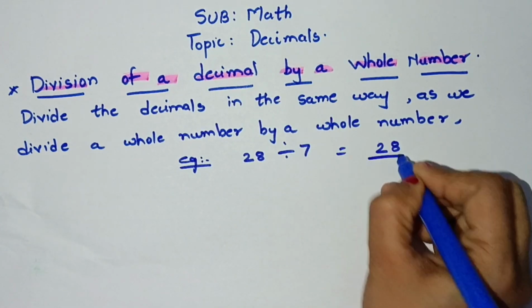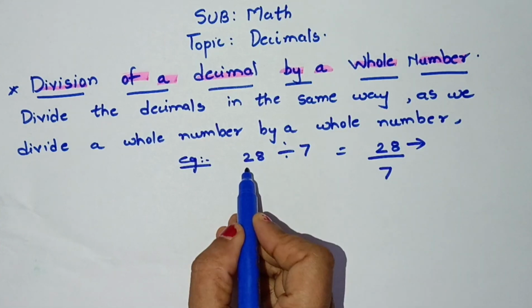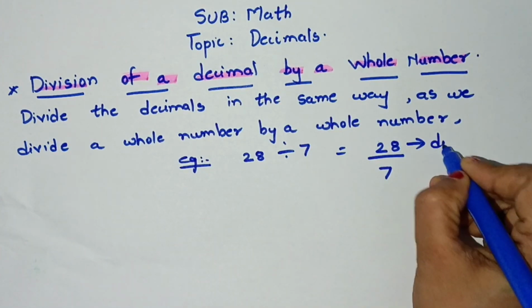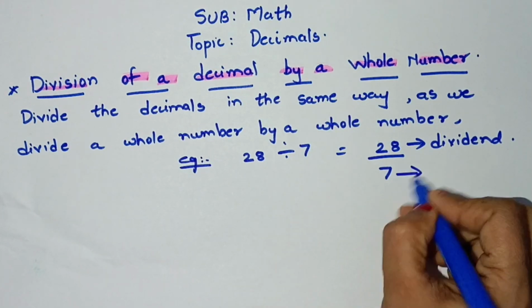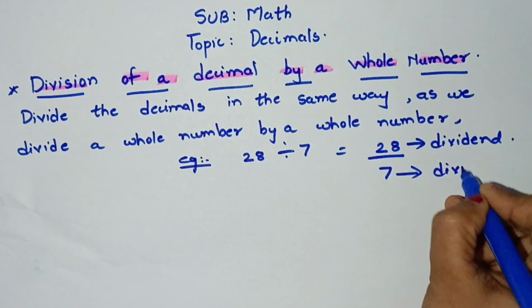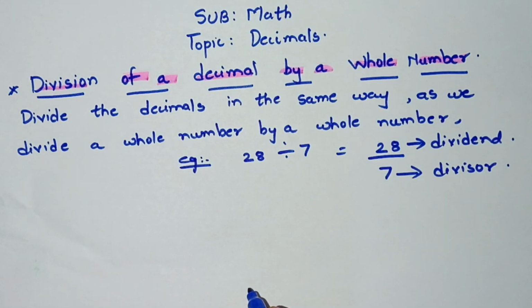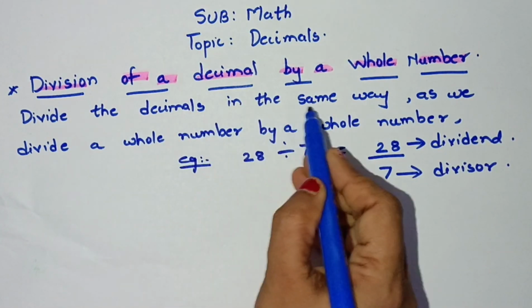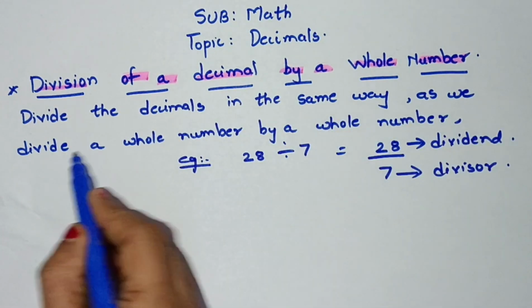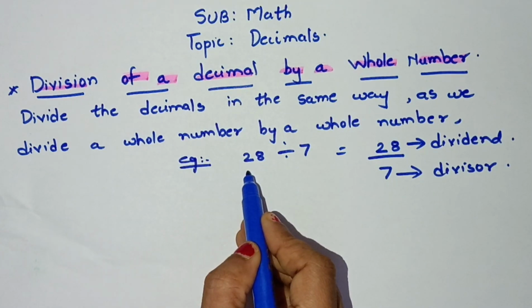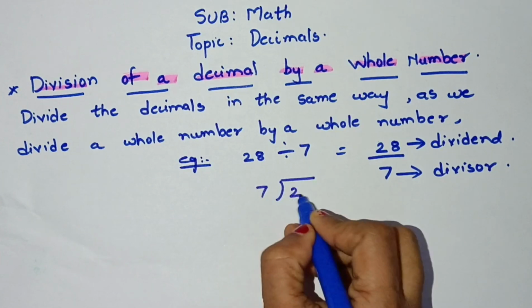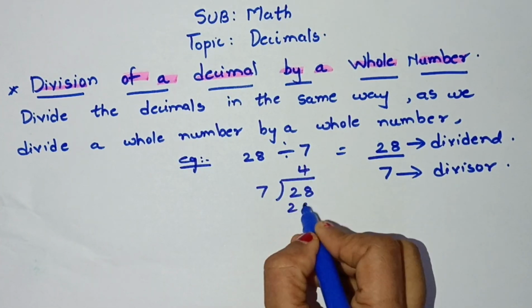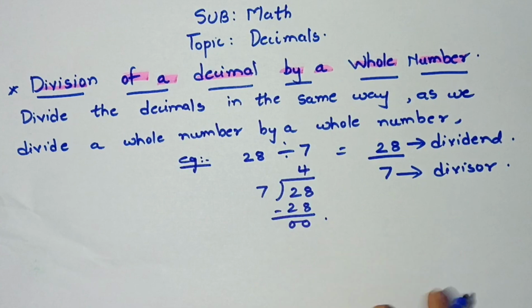Now 28 upon 7. Always note down the first number is always called the dividend, and the second number, by which we are going to divide, is always called the divisor. So divide the decimals in the same way as we divide a whole number, 28, by a whole number, 7. When you divide this, 7 fours are 28. So this is your normal division.